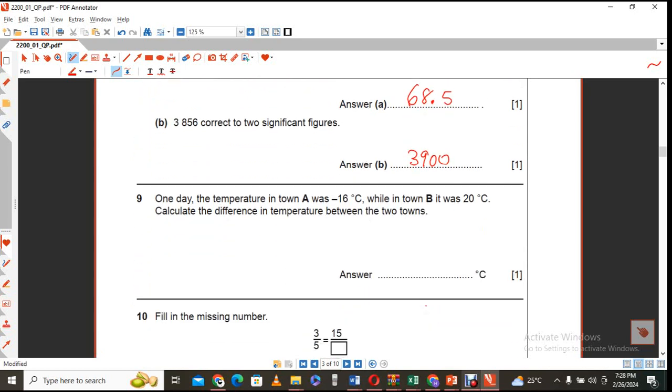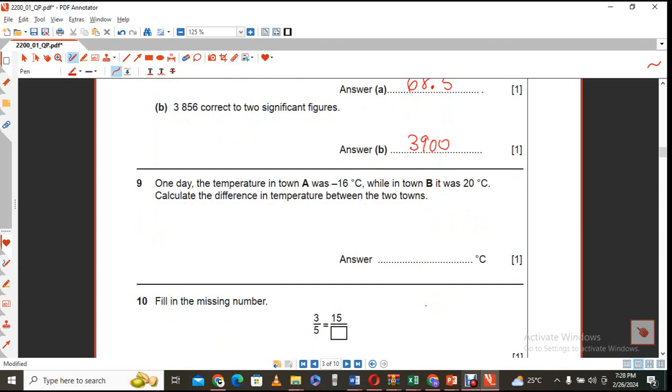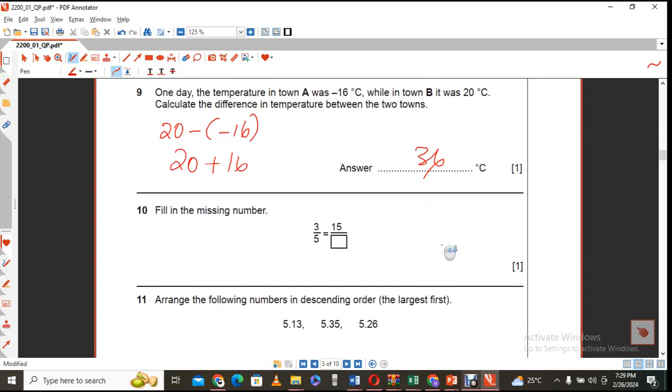One day, the temperature in town A was minus 16 degrees below 0. Town B was 20 degrees Celsius. The difference: you take the big one, 20, minus the small one. Of course, you are going to add if you have two negatives between them. So this is going to be 36 degrees Celsius. That's the difference between the two towns. Remember, this answer should be positive. Okay? Should always be positive.